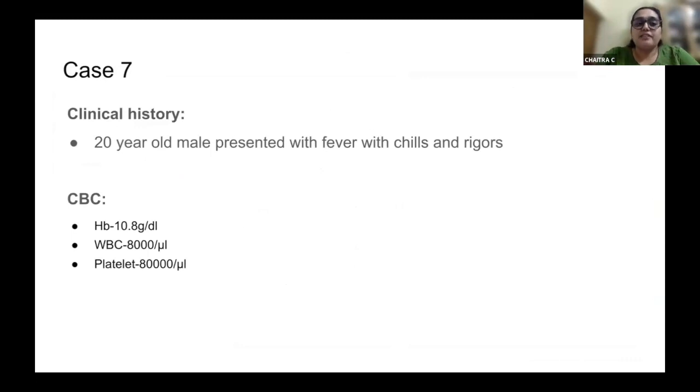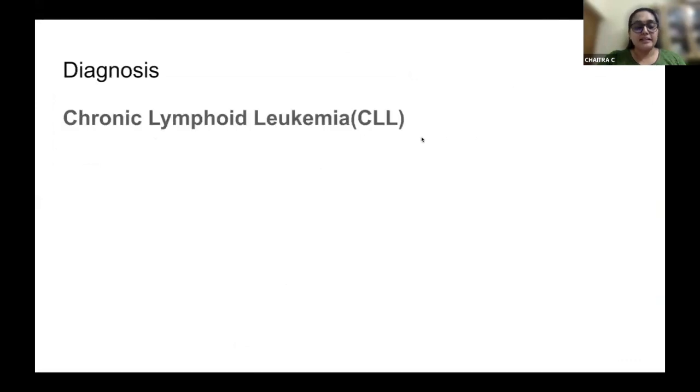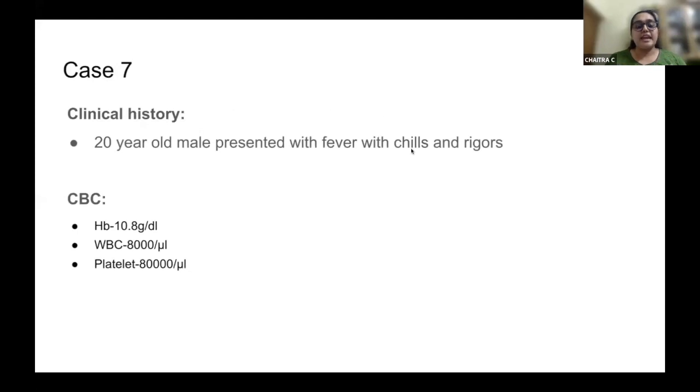So coming to case 7, we have a 20-year-old male who presented with fever, with chills and rigors. Hemoglobin was 10.8 gram per deciliter and WBC was 8,100, and platelets were reduced, at 80,000.